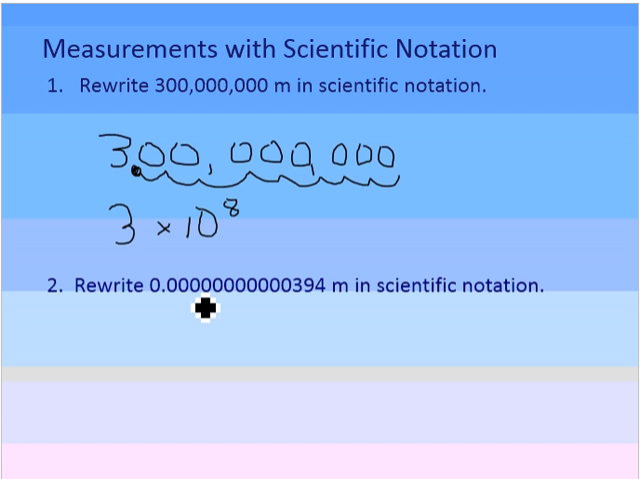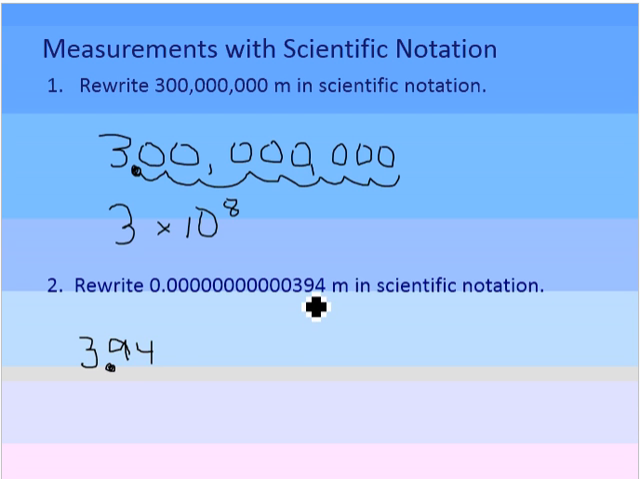3.00, I'm not even going to say them, all those zeros, 394 meters in scientific notation. I'm going to take a bit of a shortcut here. I know this 394 here is going to be my coefficient because they're the only digits in there that are significant. I place my decimal point so that the number is between 1 and 10, or there is only one significant digit to the left of the decimal point.